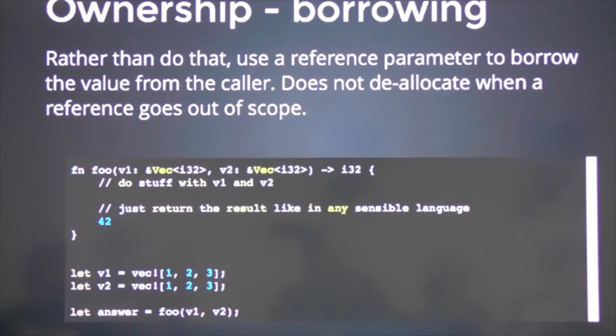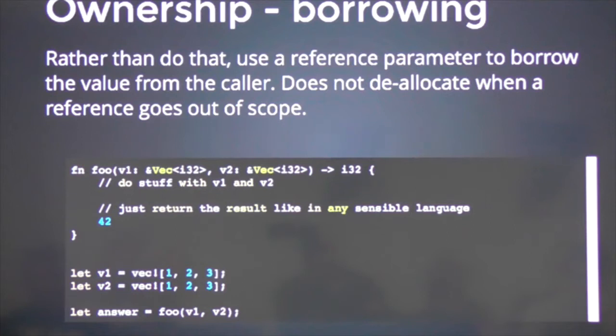Don't you have to put the ampersand in front of the v1 and v2 in the function call as well? I don't believe so. Okay. It depends on the version. The fact it's a reference is part of the type, and unless I've messed this up, I'm pretty sure you don't need it on the variable name.